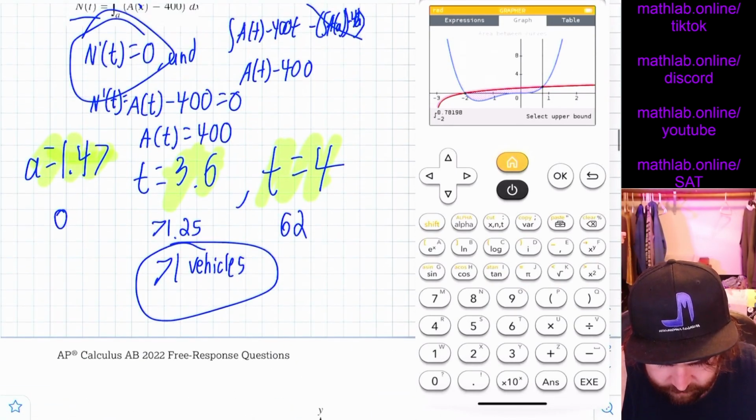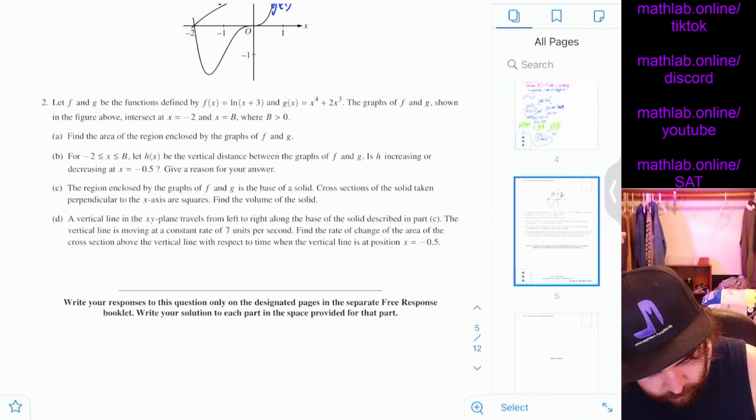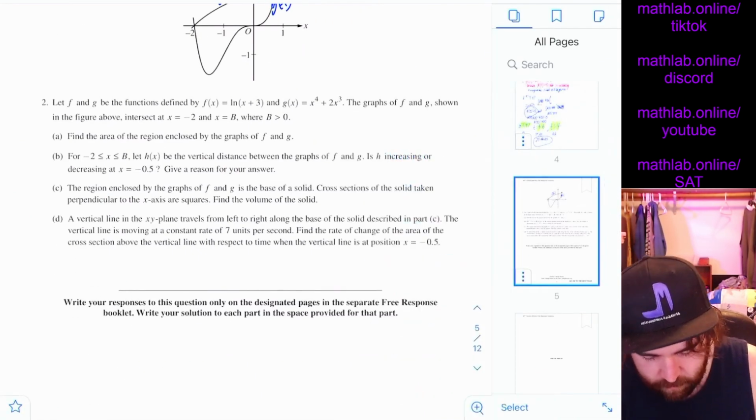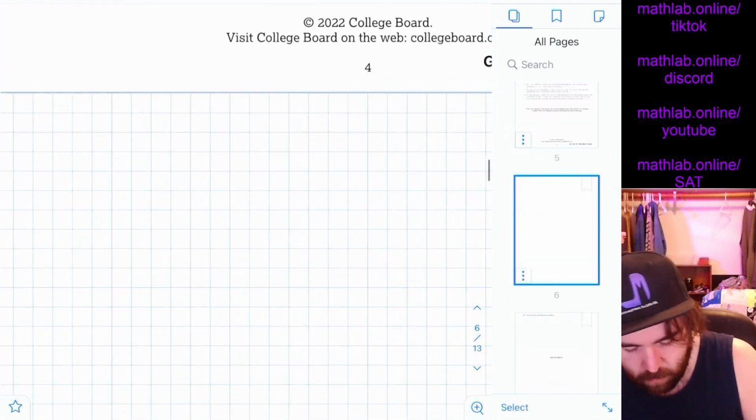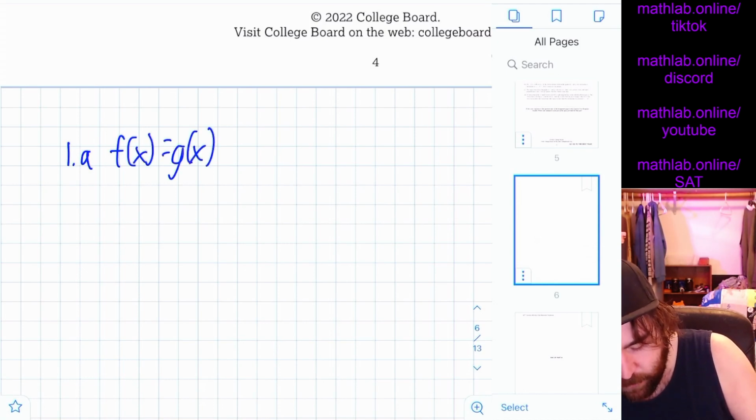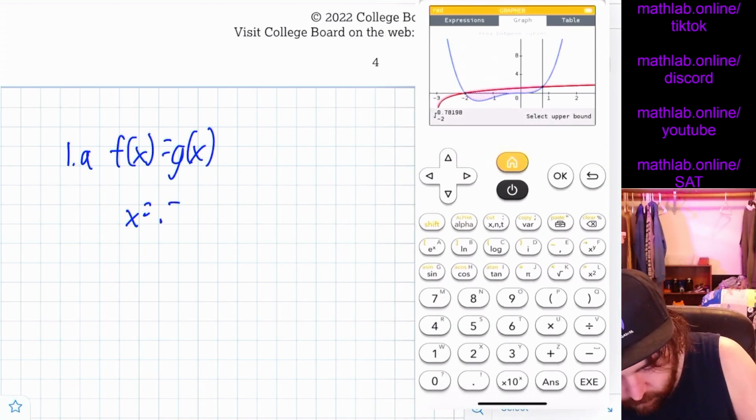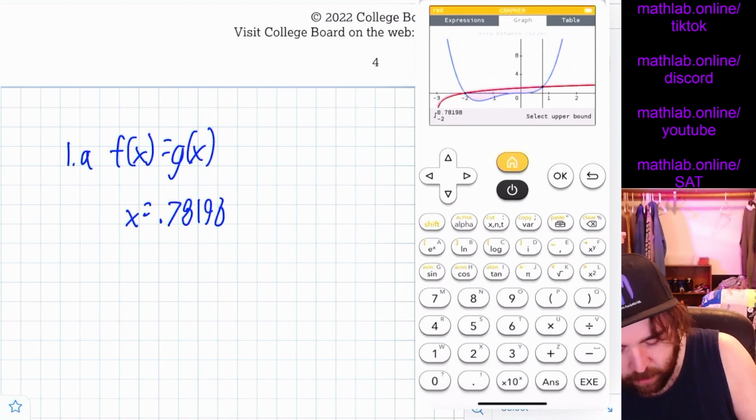So let's come back up. Oh, wow. No, we used the whole page here. So we're again going to try to do our answers well. So I'm going to say at 1a, we need to find when f of x equals g of x equals 0.78198. I'll go ahead and write it down all.